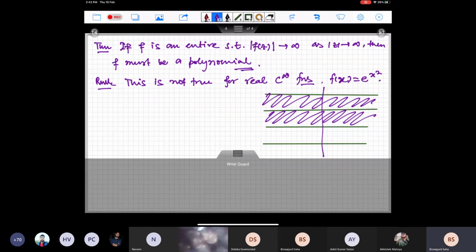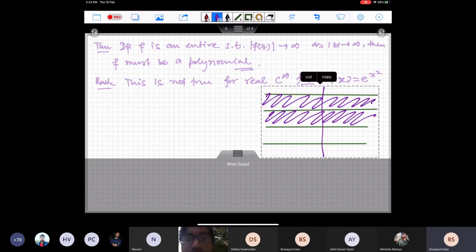Okay, in fact, on the y-axis, your points are only of the form e power i theta. Now, in absolute value, they are even 1. So there is no question of going to plus infinity. Right? Yes, sir.